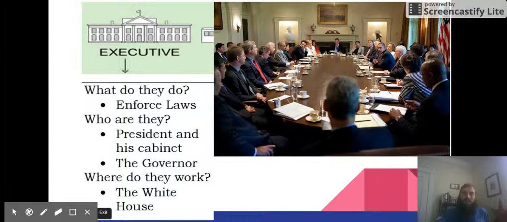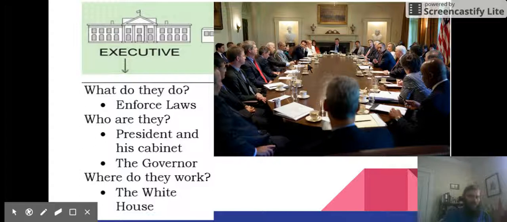Here's the president right here, but he has a big group of people around him known as his cabinet. They're people who give him advice on all the different things that he has to make decisions on. He has to make decisions on education, on farming, on trade, on war, and these people are going to help him do that. Where do they work? They work in the White House. Here's a little diagram of the White House. Here's the inside of the White House.